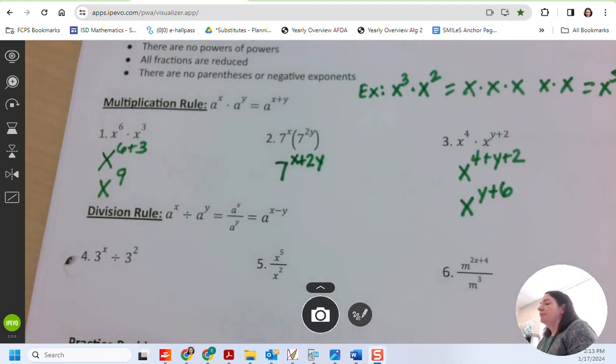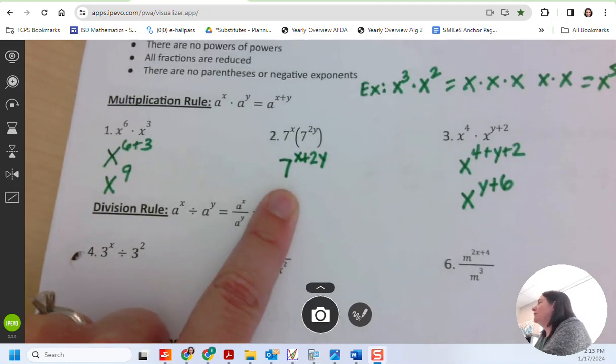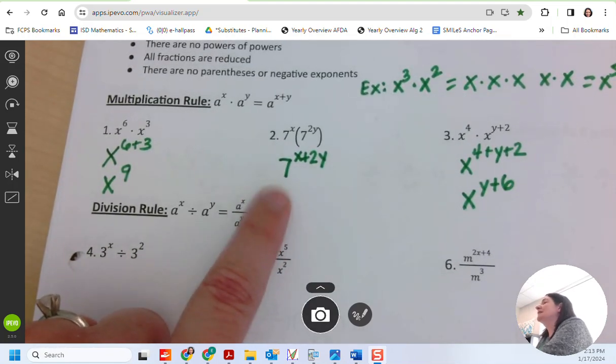So look at your paper, and if your neighbor is not paying attention and they have something other than 7 as their base, just remind them it's not the other number, it's 7.